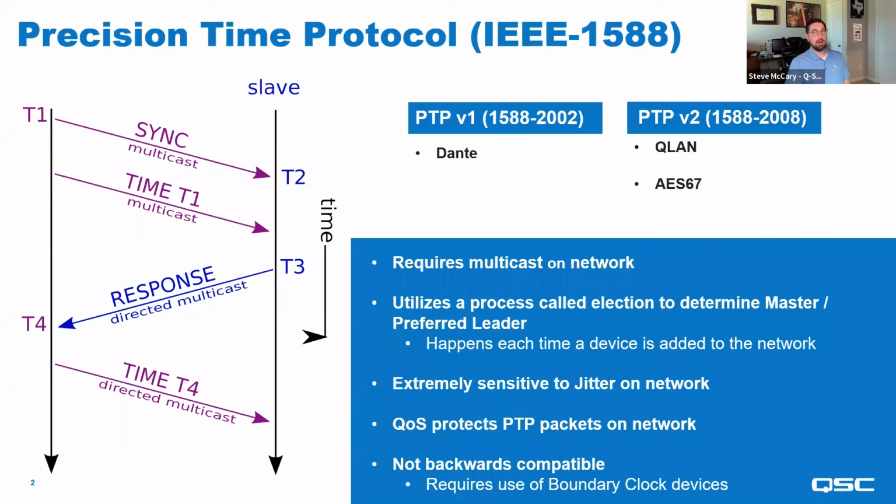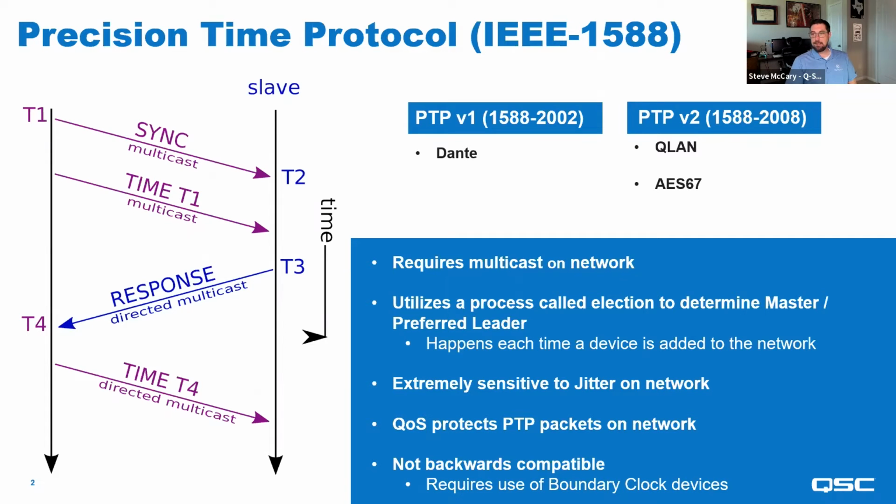So let's talk about our first concept, which is PTP. This stands for Precision Time Protocol. You will see us refer to two different things. One of them is PTP v1, which is the protocol that Dante uses. The other is PTP v2, which is the protocol that Q-LAN and AES67 use.